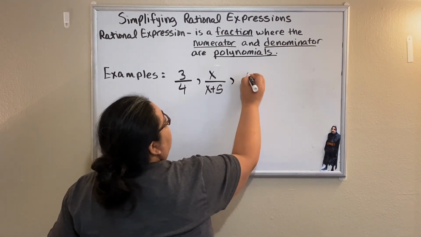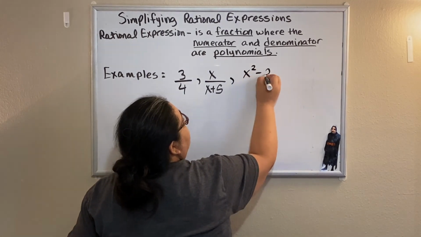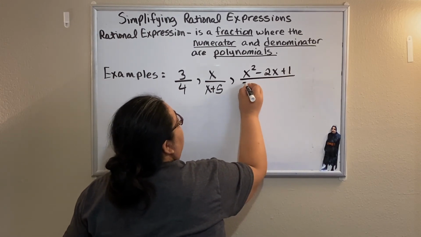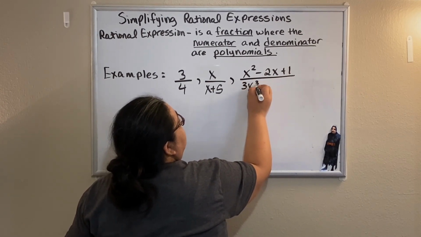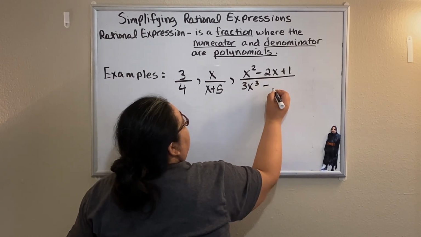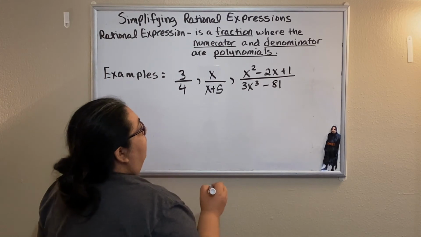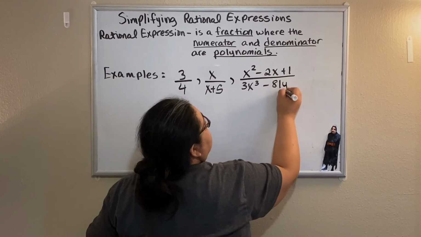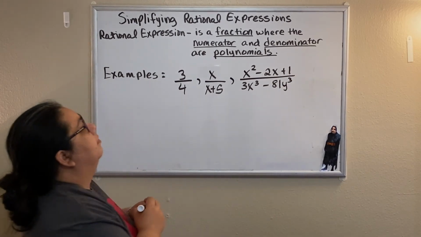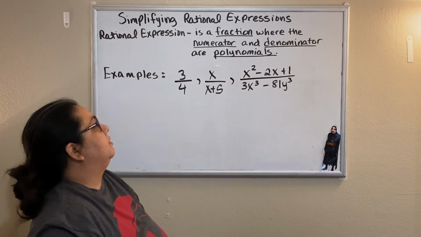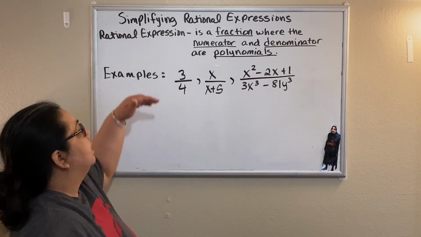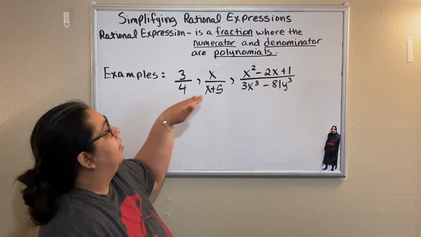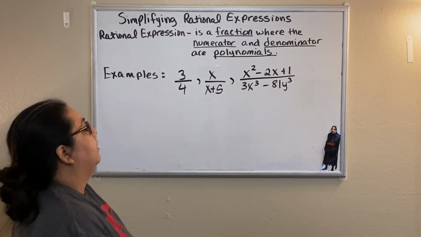Let's go a little bit deeper. Let's say I have x squared minus 2x plus 1, and we put that over 3x to the third minus 81. Okay, and let's put another polynomial there. Another variable there. Let's say y to the third right here. So this is another rational expression. These are all examples of rational expressions. As you can see, I have a numerator and I have a denominator. In my numerator, I have a polynomial, and in my denominator, I have a polynomial, okay?